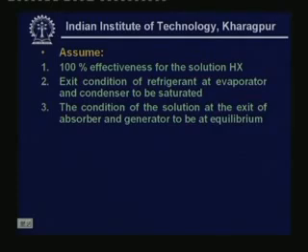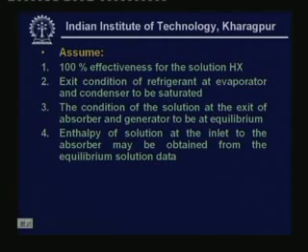The third assumption is that the condition of the solution at the exit of absorber and generator are at equilibrium. That means absorber exit and generator exit, you have equilibrium solutions. And enthalpy of solution at the inlet to the absorber may be obtained from the equilibrium solution data. That means the enthalpies of these 3 points, that is at the exit of absorber and generator and also at the inlet to the absorber, can be obtained from the equilibrium H-zeta data. That is what it means.